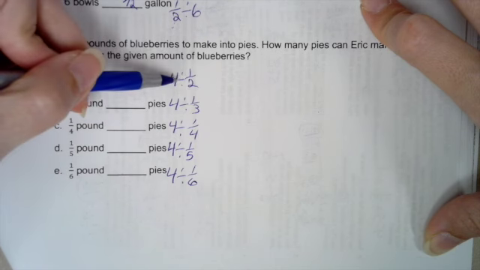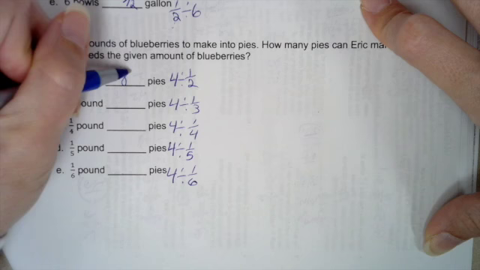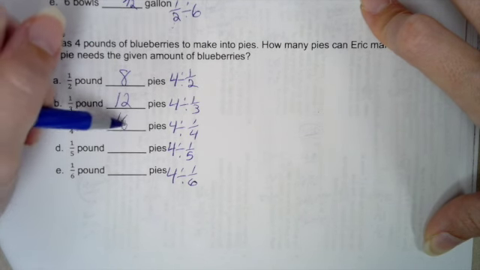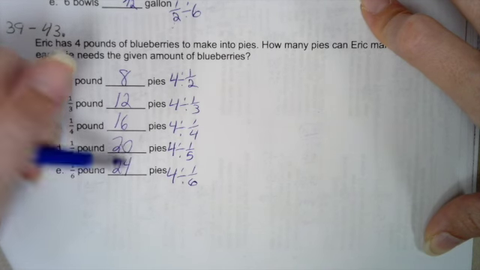We're going to multiply our whole number times our denominator. 4 times 2 is 8. 4 times 3 is 12. 4 times 4 is 16. 4 times 5 is 20. 4 times 6 is 24.